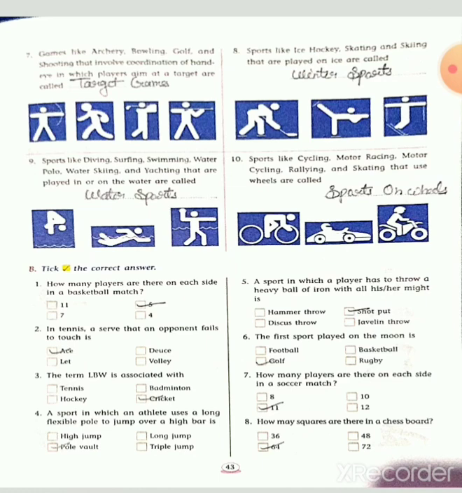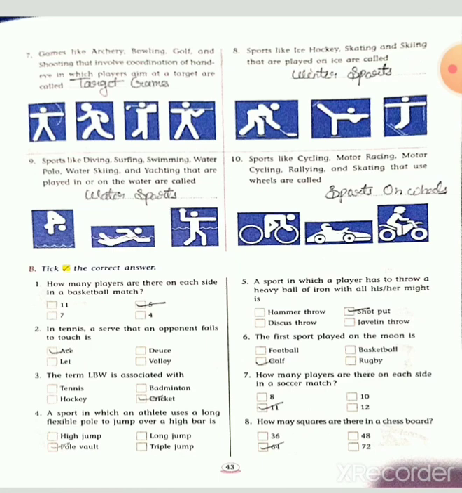Eighth number, sports like ice hockey, skating and skiing that are played on ice are called the winter sports. Sports like diving, surfing, swimming, water polo, water skiing and yachting that are played in or on the water are called the water sports. 10th number, sports like cycling, motor racing, motorcycling, railing and skating that use wheels are called the sports on wheels.